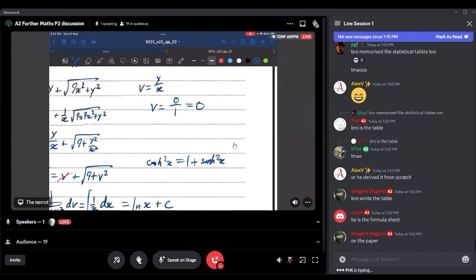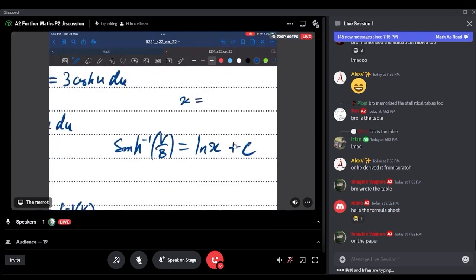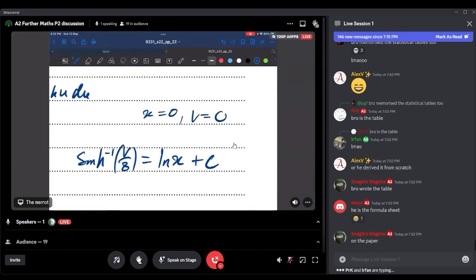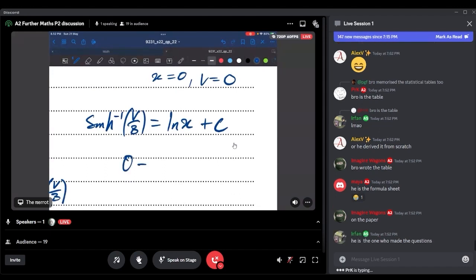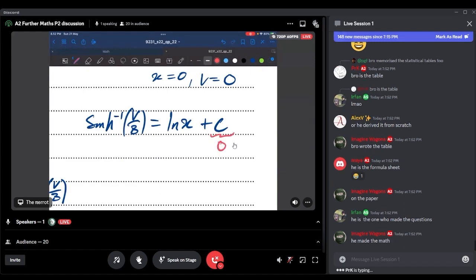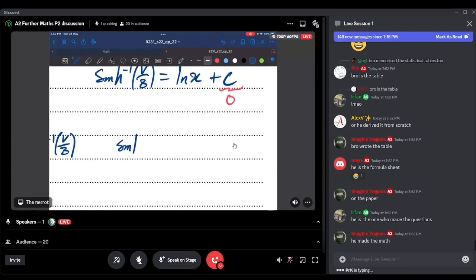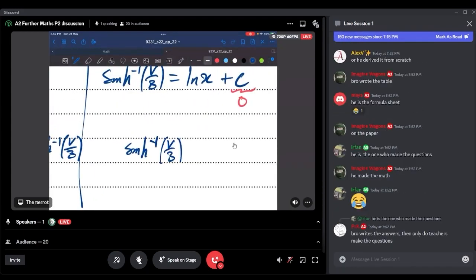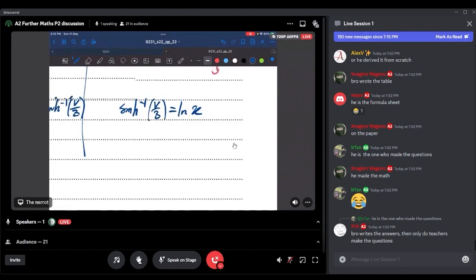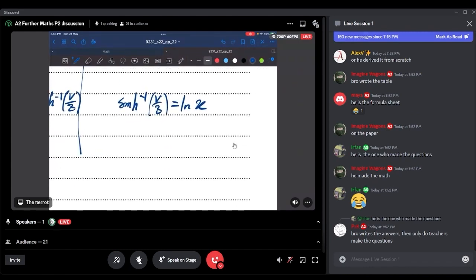So that means when x is 1, then v is 0. Okay, so sinh inverse of 0 just gives you 0. And ln of 1 is also 0. So c is 0. And we can just completely ignore the c. So sinh inverse of v by 3 equals ln x. I'll make a border here. And now we can solve it. Let's take the sinh of both sides to cancel the sinh inverse on the left. We have v by 3 is equal to sinh of ln x.